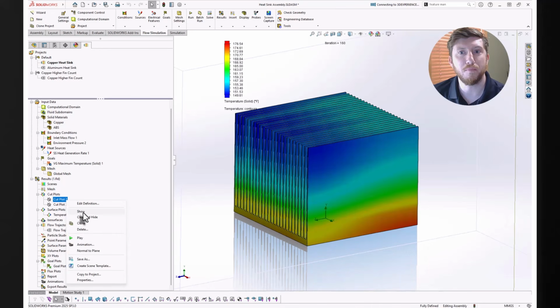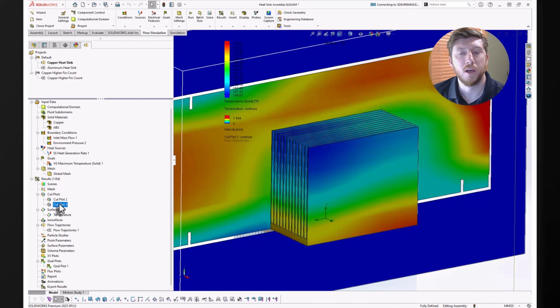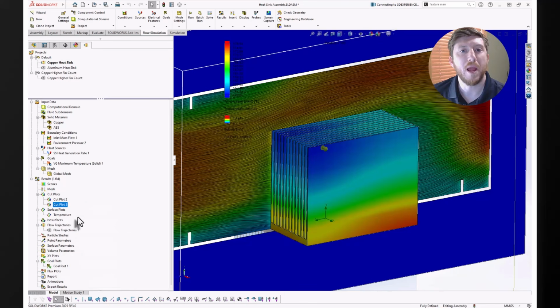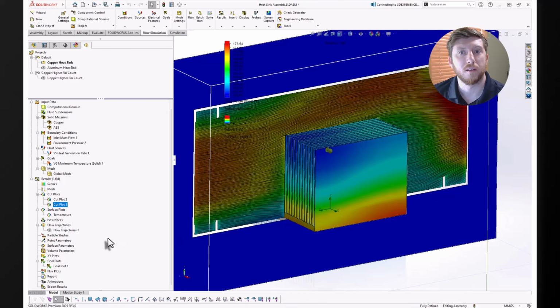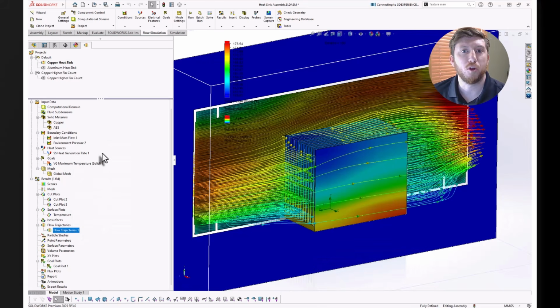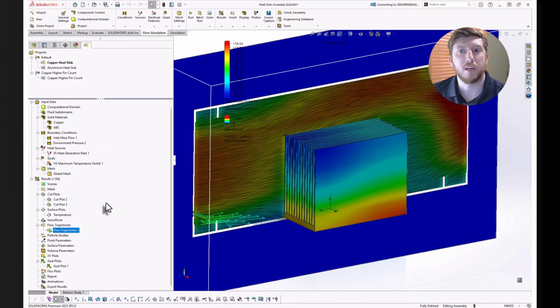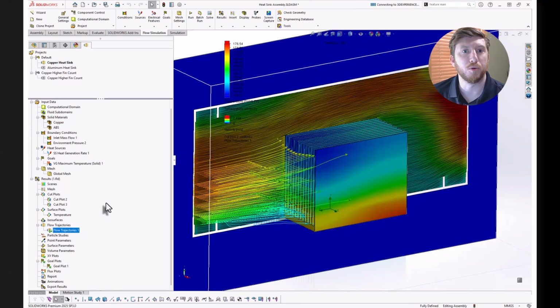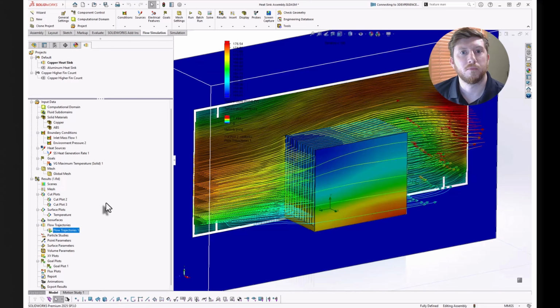Next, let's look at a cut plot of the fluid velocity. This plot shows me how the fluid behaves when interacting with the heatsink. A cut plot gives me a cross-section view of the fluid domain where red represents high velocities and blue represents lower velocities. In this case, my velocity maxes out at about 7.5 meters per second. Lastly, I'll turn on my flow trajectory plot. I'll also animate it to give a dynamic representation of how my fluid may be moving through the system.